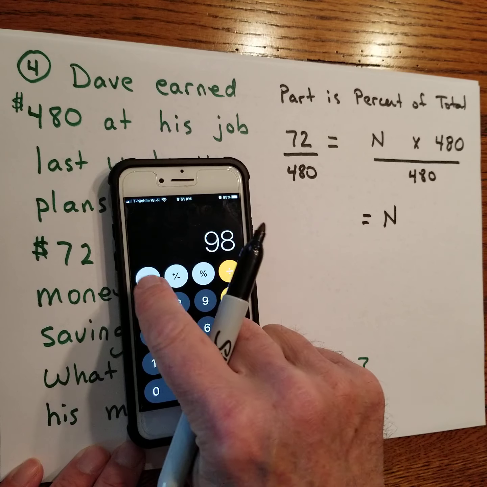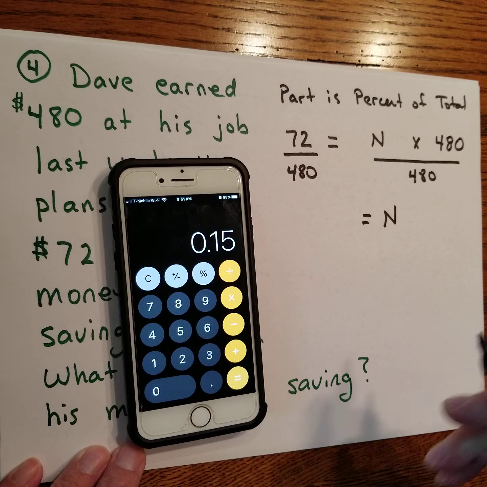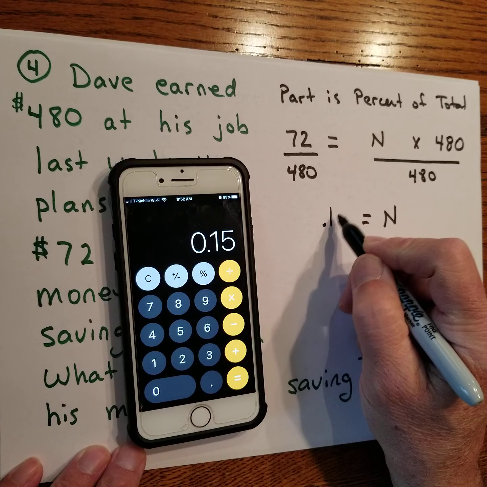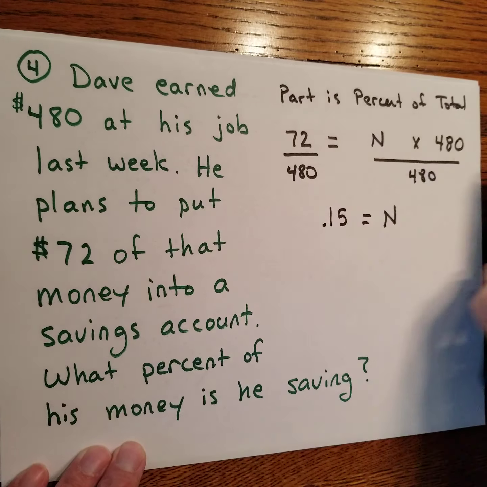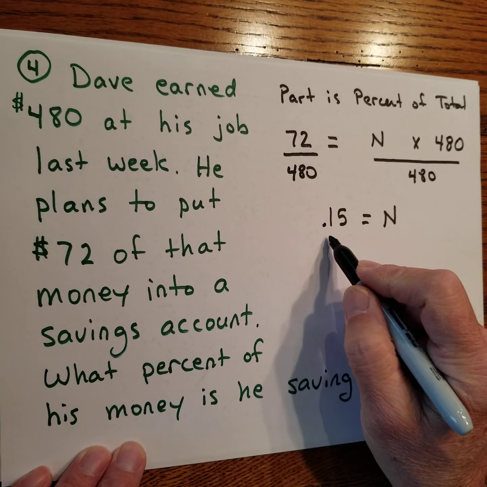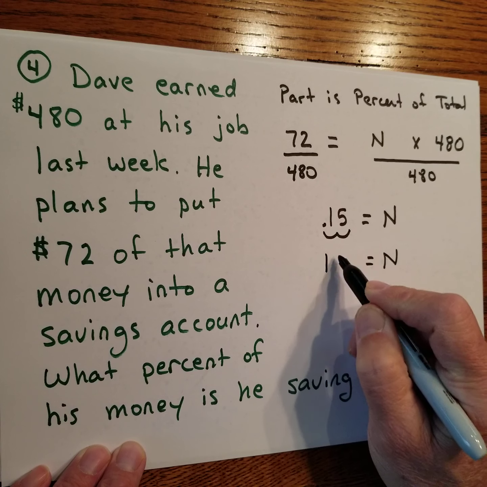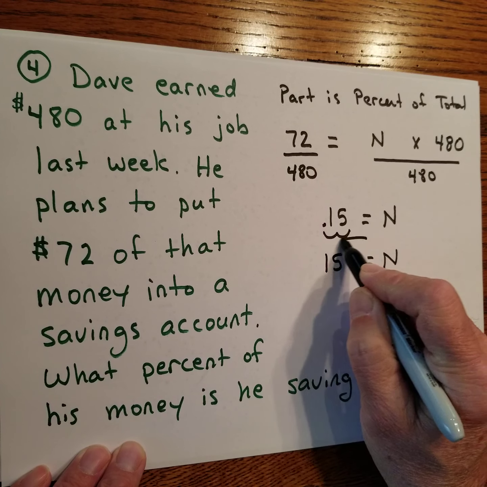Now on a calculator, 72 divided by 480 is 0.15. That's a decimal. My final answer is to be a percent. So I move the decimal point 2 spots. Dave is saving 15% of his money.